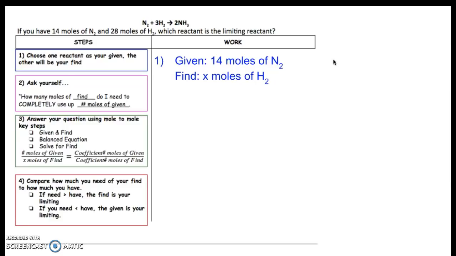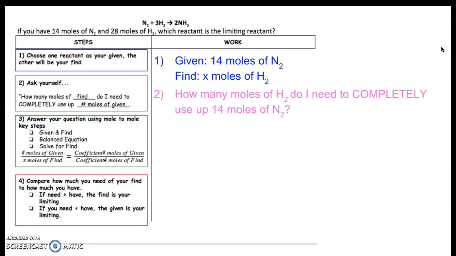Now I'm going to turn this into a mole to mole problem by simply asking myself this question that is boxed here in this pink box. So this sentence frame is really super helpful. I'm asking myself, well, how many moles of H2 do I need to completely use up the 14 moles of N2?